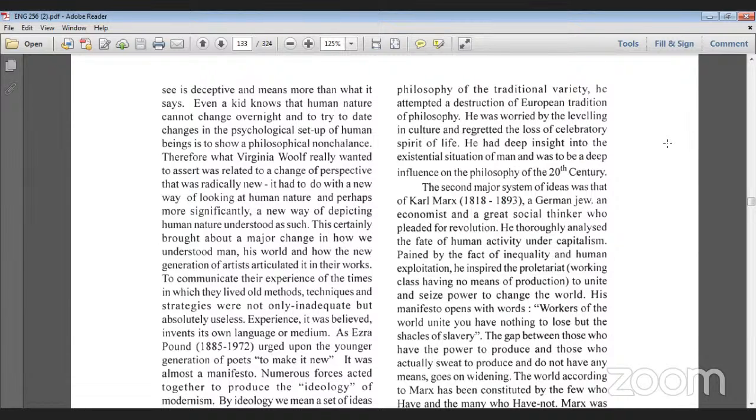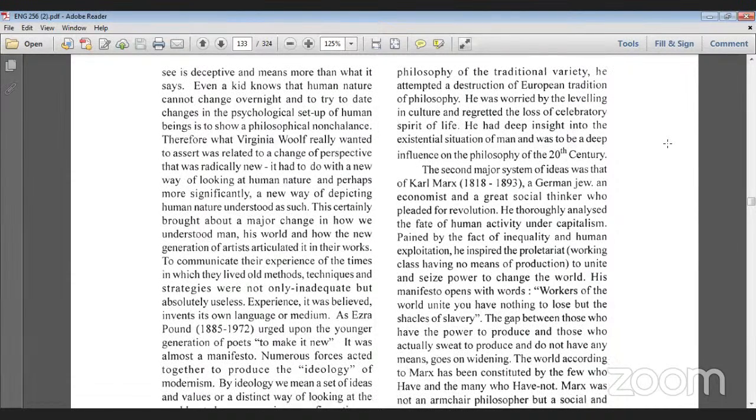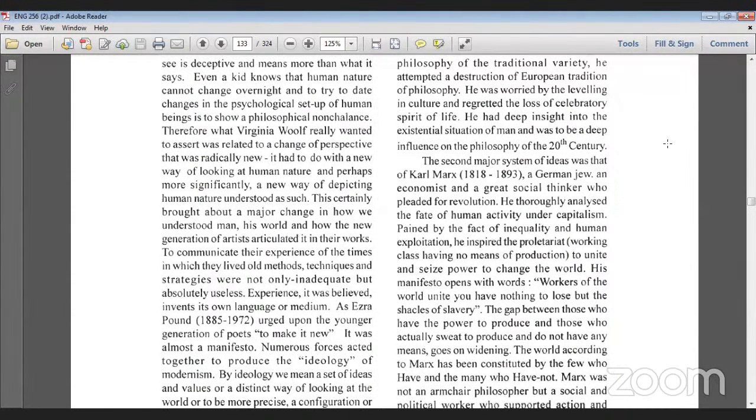You have nothing to lose but your chains. The gap between those who have the power of production and those who actually produce goes on widening. The world, according to Marx, has been divided between the few who have and the many who have not.